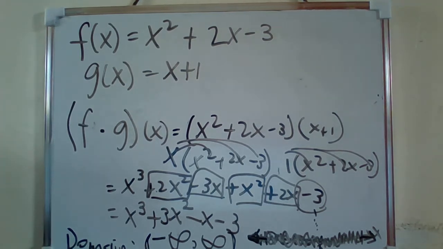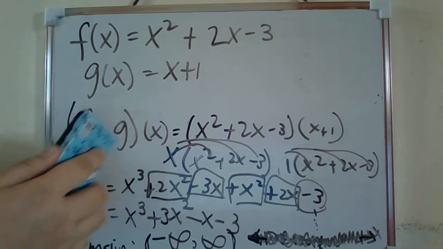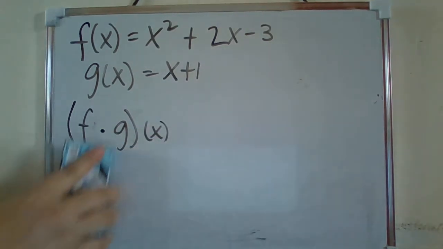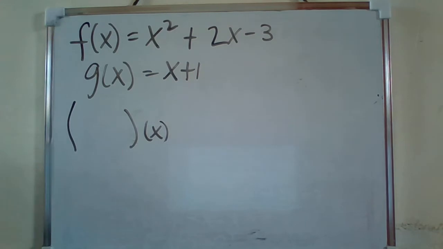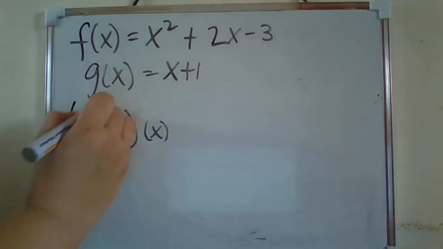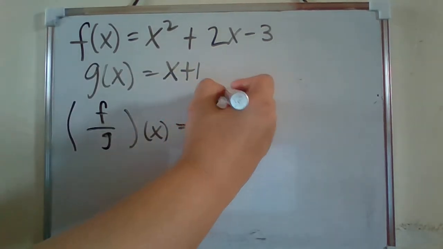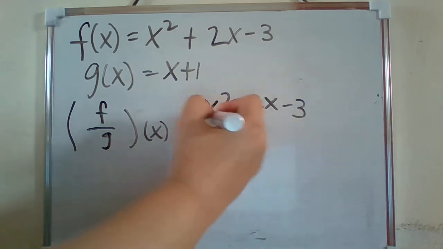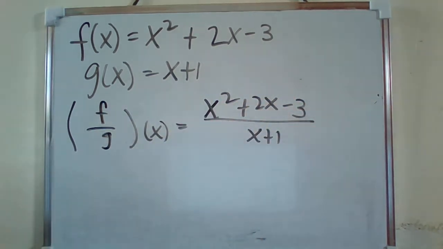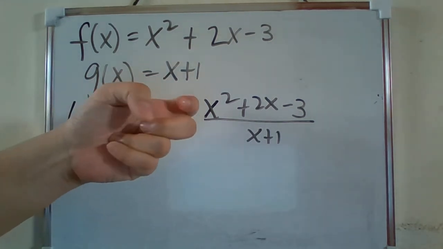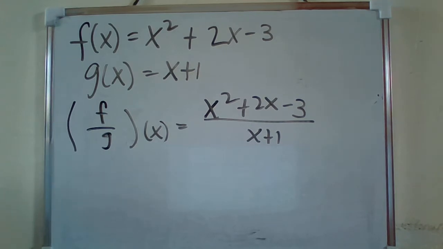Ito naman ay burahin natin. Palitan natin to ng itsura. So, magiging f over g of x equals x squared plus 2x minus 3 over x plus 1. So, yan na ngayon ang magiging itsura ng ating equation. Now, pagdating dito sa numerator, kaya naman siyang i-simplify pa.